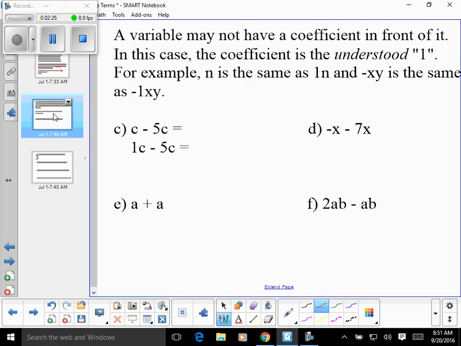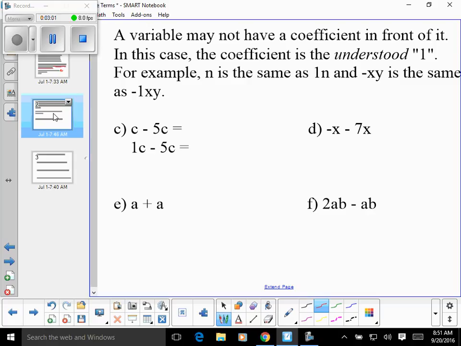A variable may not always have a coefficient in front of it. In this case, the coefficient is what we call the understood one. Sometimes it's referred to as the unwritten one. For example, n is the same as 1n, and the opposite of x times y is the same as taking -1 times x times y. If I look at example C, I have c minus 5. What I really have is 1c minus 5.